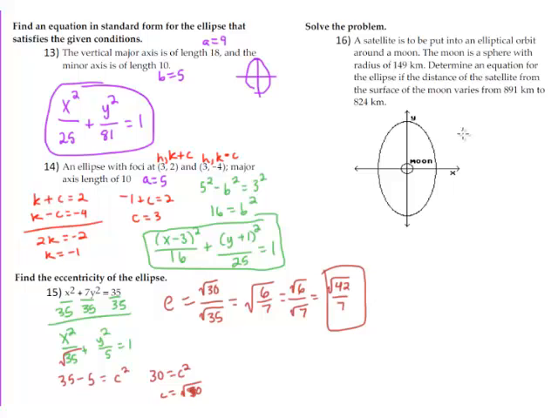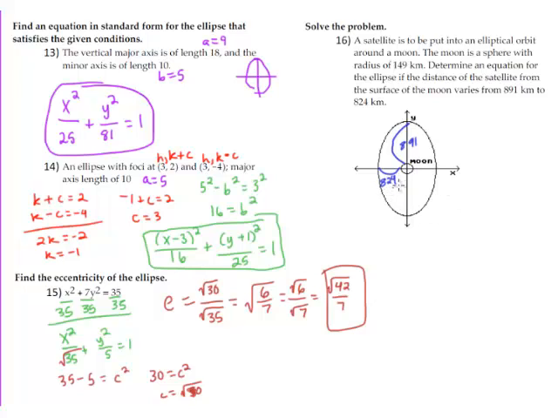Now this problem is a little bit different than what we did in class, because I'm pretty confident that they're suggesting the moon is at the very center and not at a focus. Then the shortest distance would be this distance right here, 824, and the farthest distance would be this distance right here, 891. The 149 comes into effect because in order to get all the way to the center, we have to add 149 to each of those numbers.